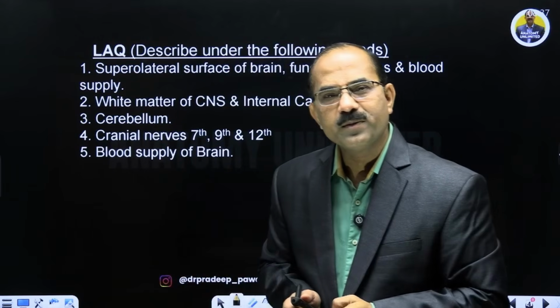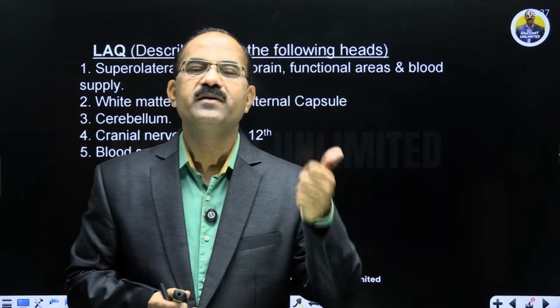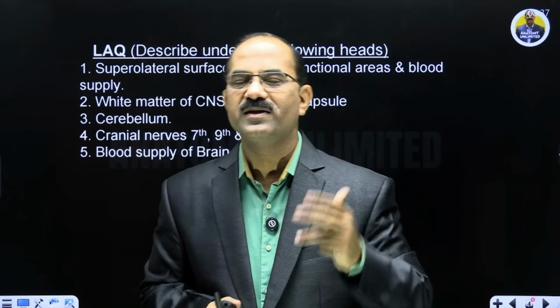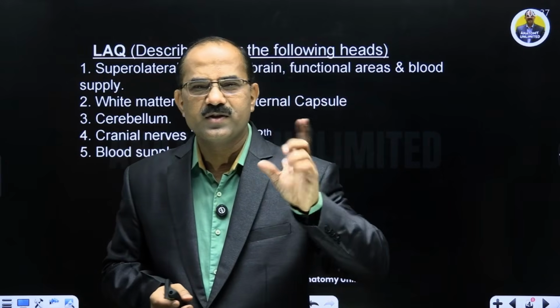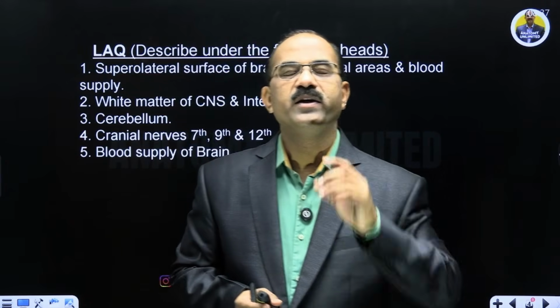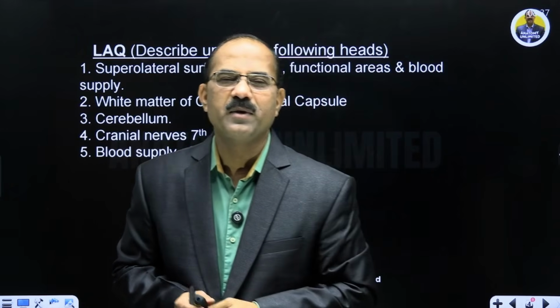And then write about the various nuclei of the cerebellum: the dentate, the nucleus globosus, the nucleus fastigii, the nucleus emboliformis, and the connections of the nucleus. You can write about the archicerebellum, the neocerebellum, the paleocerebellum. इसके बारे में लिख सकते हो.